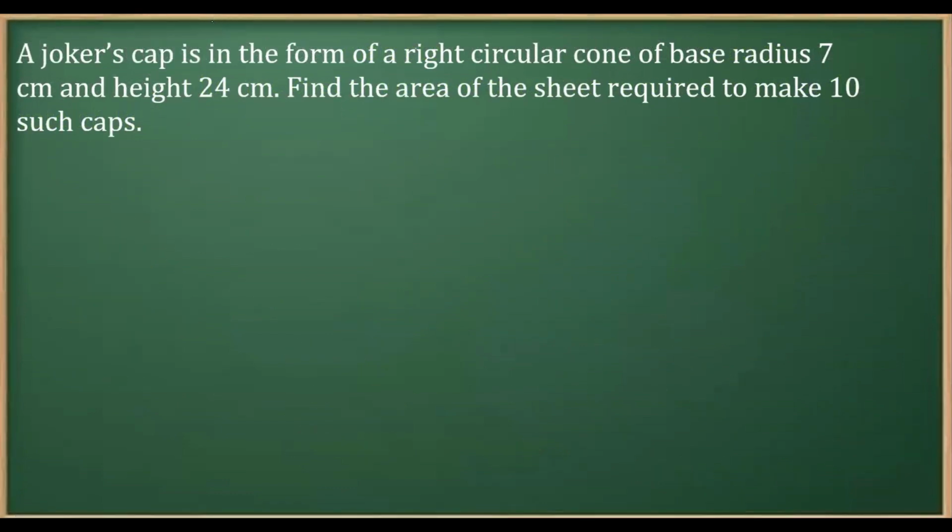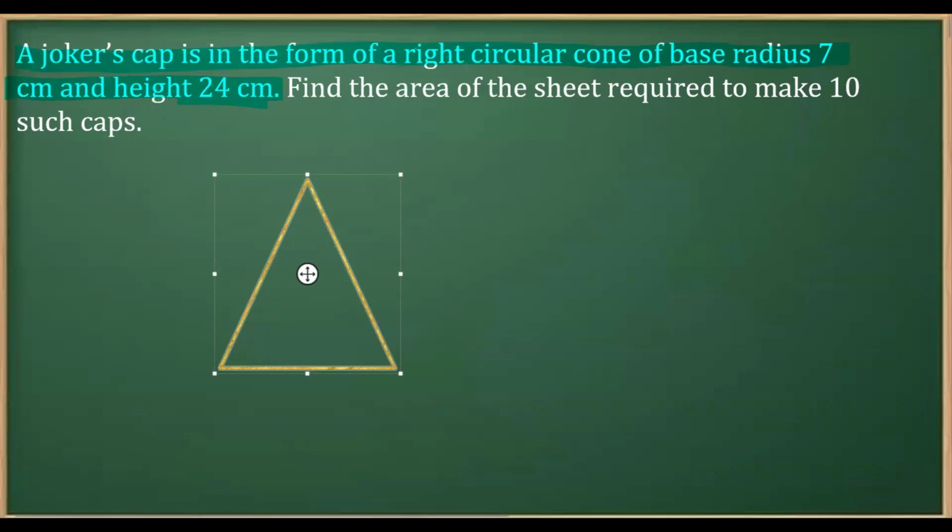The next question says a joker's cap is in the form of a right circular cone of base radius 7 centimeter and height as 24 centimeter. So let's say if I make a cone here, the joker's cap will have a base radius. This is the base, right? The base radius is this, and we can see from the question that the base radius is 7. So R is equal to 7.